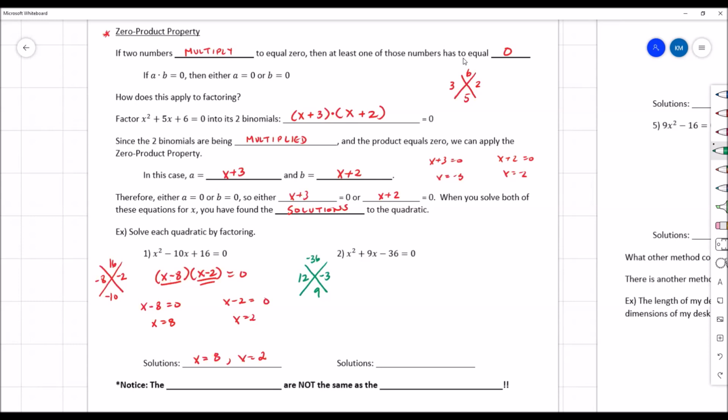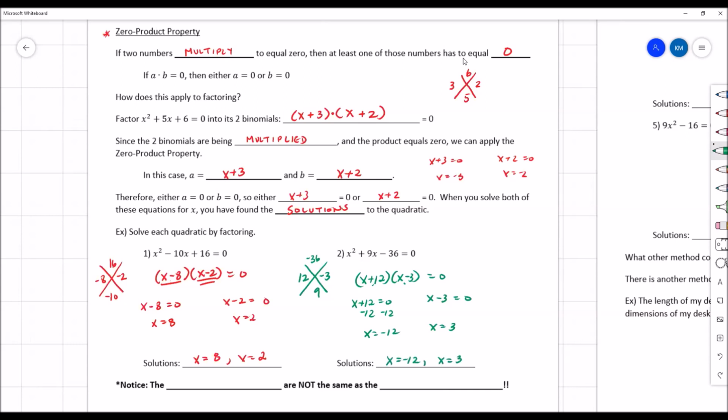Okay, and so I have x plus 12 times x minus 3, that's the way that I've rewritten this left side, equals 0. So either x plus 12 equals 0 or x minus 3 equals 0. And again, it's because if I'm multiplying 2 numbers and the answer is 0, one of these has to be 0. Okay, and so we just solve. X equals negative 12, x equals 3.